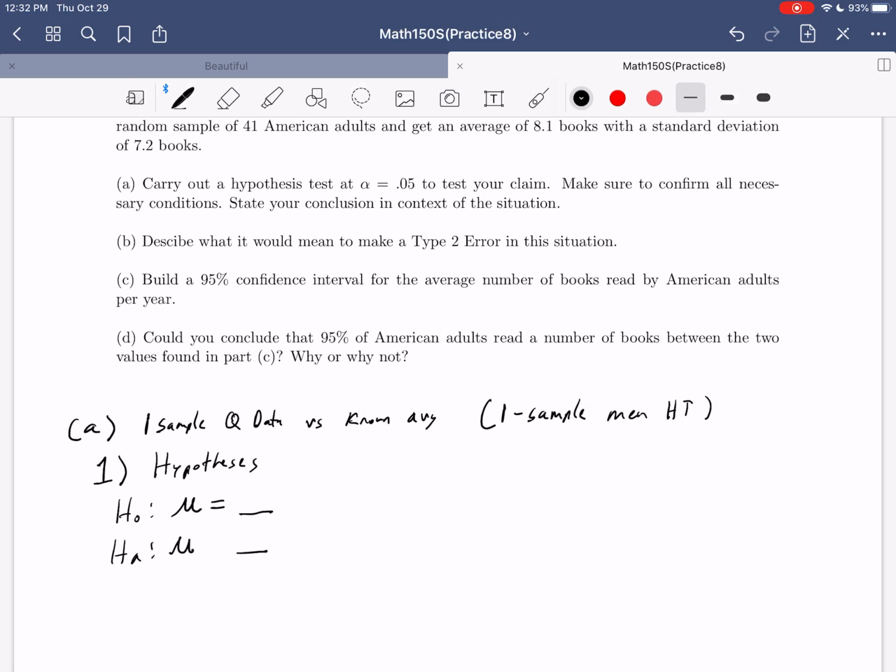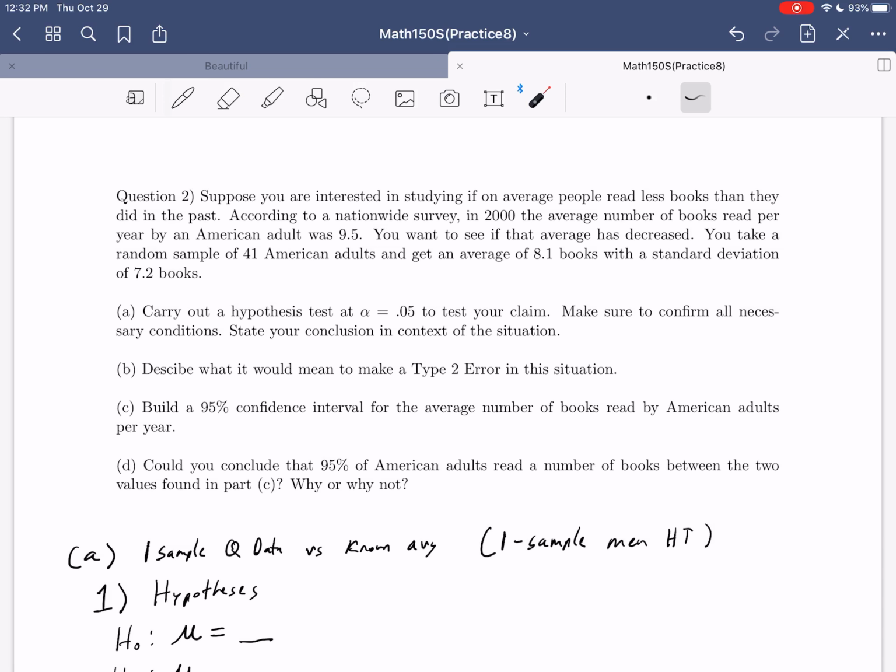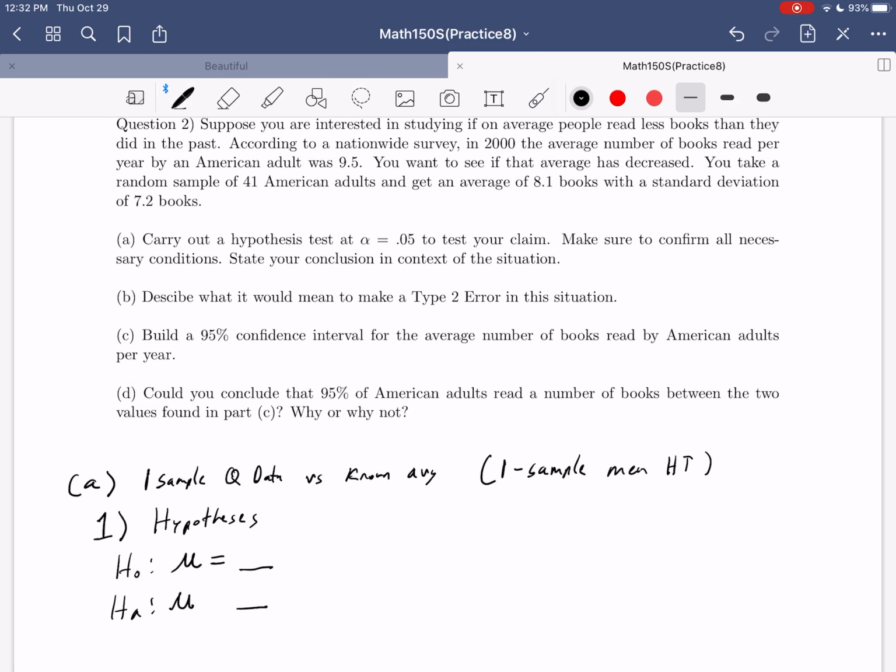So in other words, to fill in these hypotheses, we have two things. We have to decide what value should be there, and then we have to decide what inequality should be there. So let's think about this null hypothesis. Remember, the null hypothesis is your known or assumed average. It's what you would start with if you didn't have any additional information. In this case, that would come from the year 2000, where we know that the average number of books read per year was 9.5. So that's our null hypothesis. If it was 9.5 in the year 2000, without any extra evidence or information, we would think the average is still 9.5.